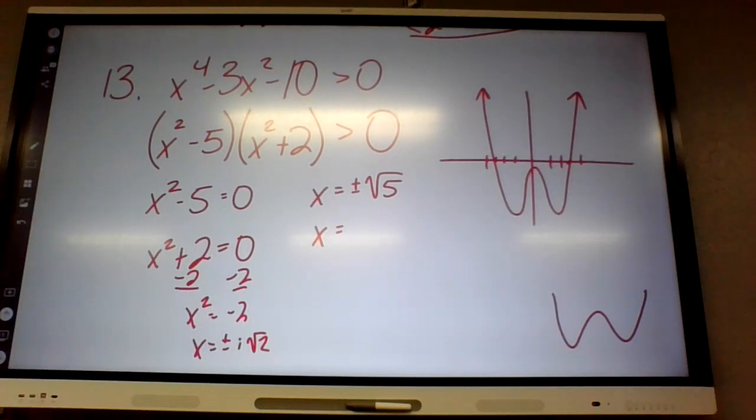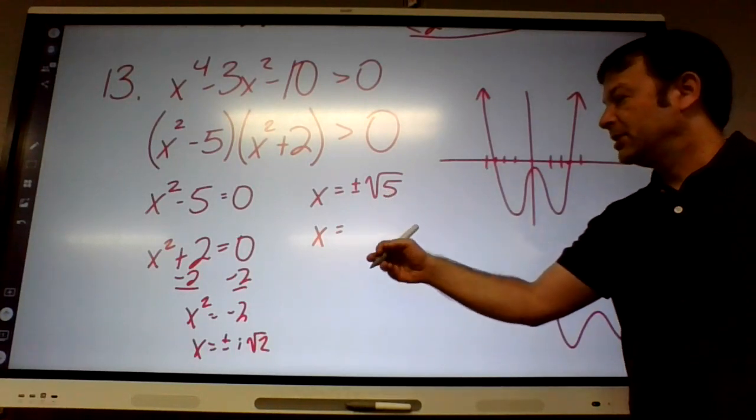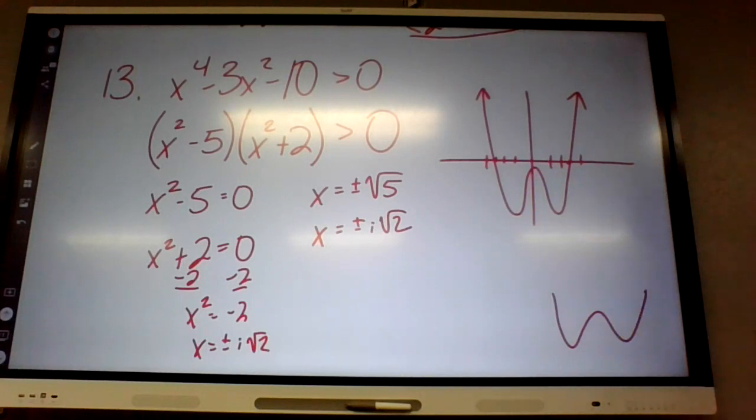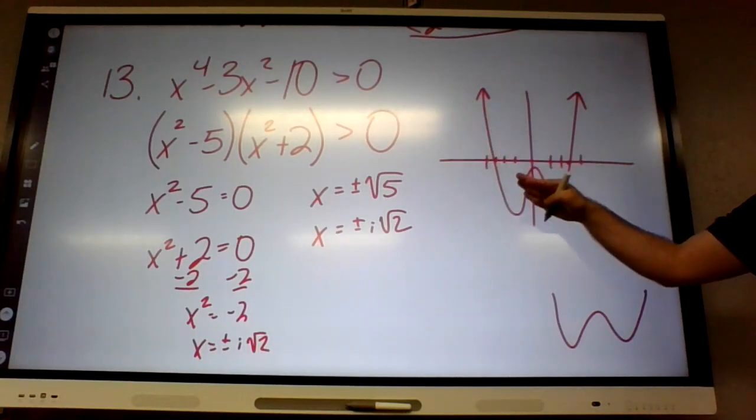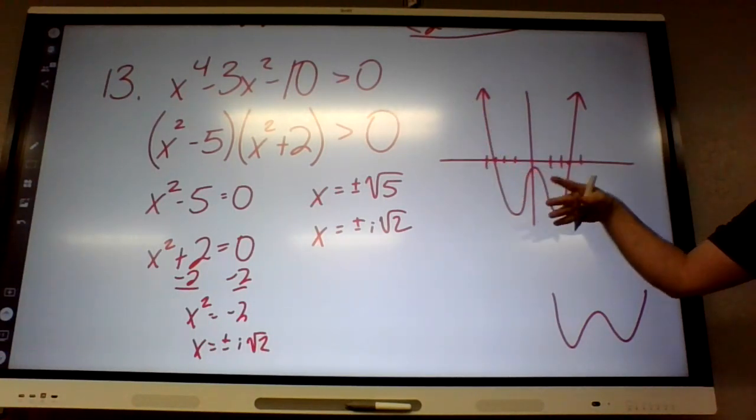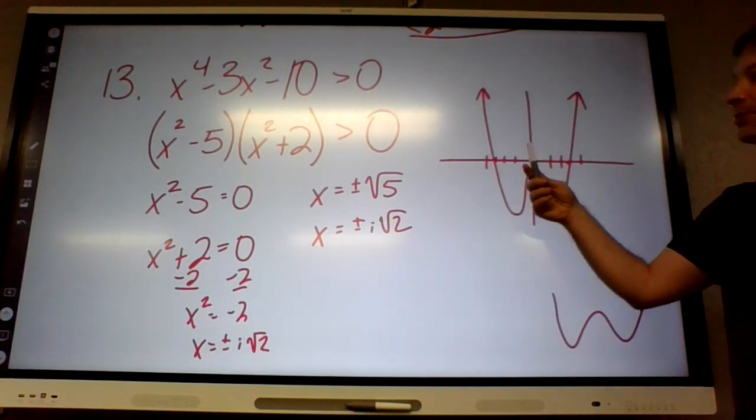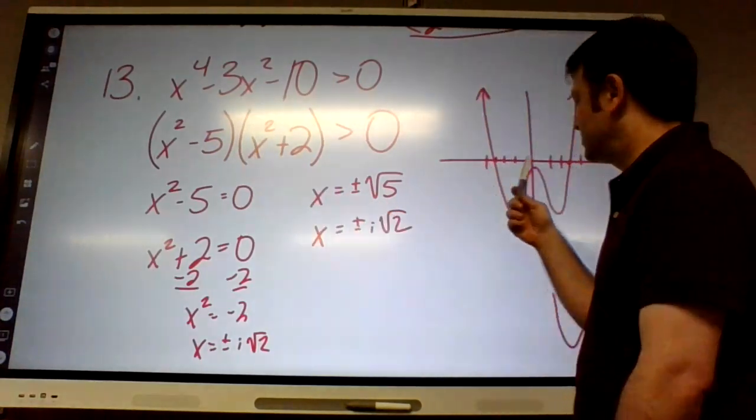Does that make sense? There's only 2 real roots. The imaginary roots mean it doesn't really cross right there. So it's basically like the parabola, because everything on the right and left is positive and everything in the middle is negative. If you weren't sure, you could plug in x equals 0. You get a negative, so it's negative down here.